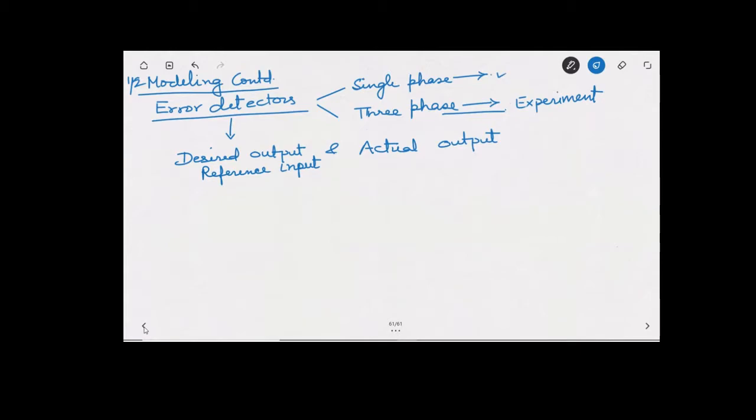So the single phase one is the potentiometric error detector. This potentiometric error detector consists of two identical potentiometers. They are electrically connected in parallel and supplied by a voltage source. So let us draw the diagram of this, the schematic.